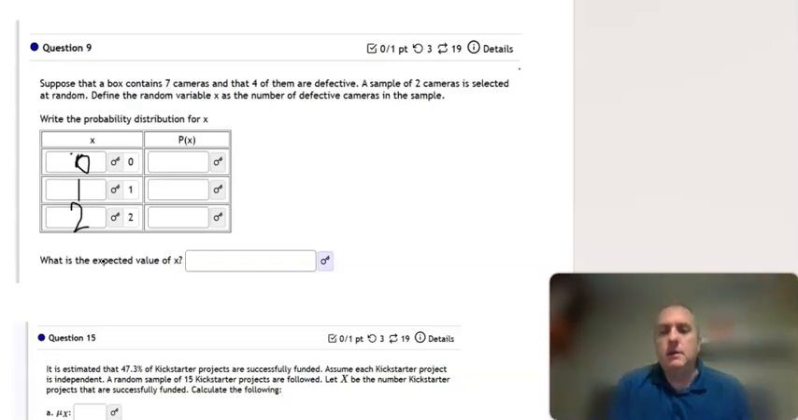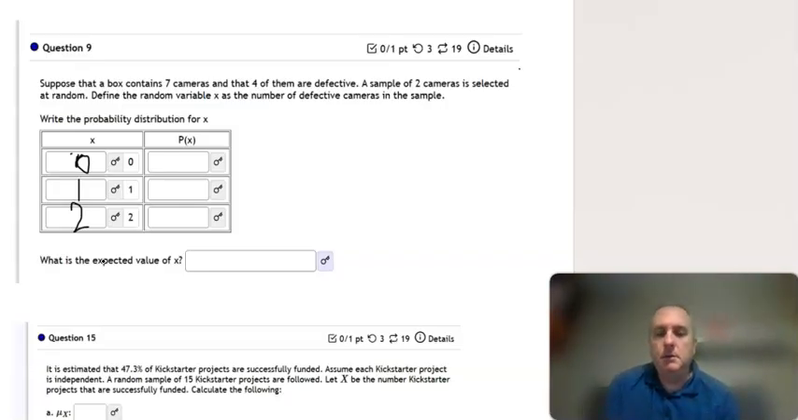Now we have to figure out the probability that we'll get any of these outcomes. So this is the tricky part. We have to consider this a situation that involves dependent probabilities because the first choice is going to be a camera out of the 7, and then the second choice depends on what happened in the first choice. So we have to remember whether in the first choice we got a defective camera or a working camera, and consider that for our probability for the second choice. So let's start with the 0 case.